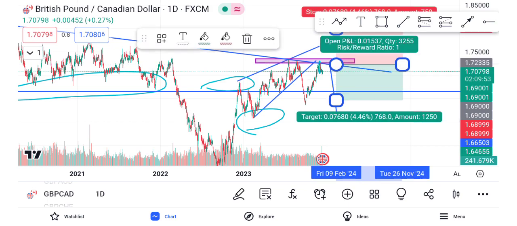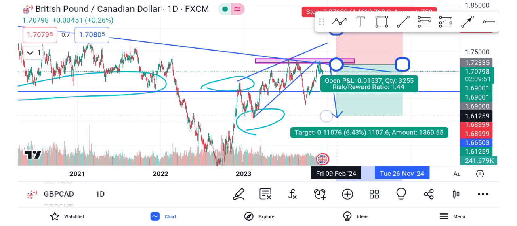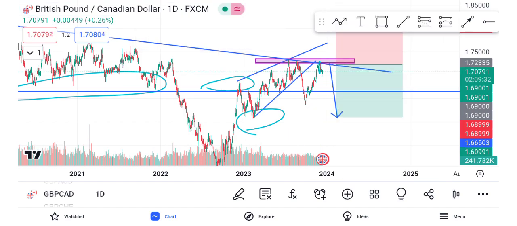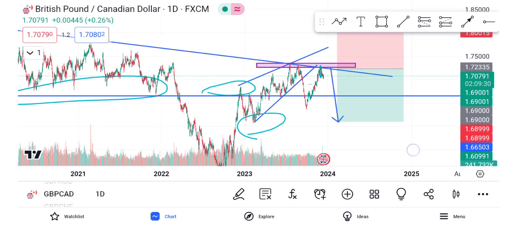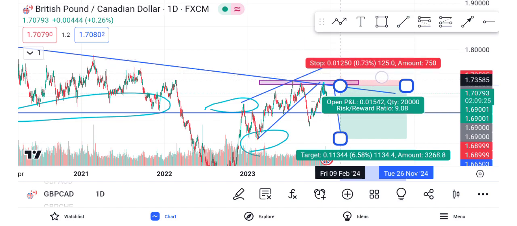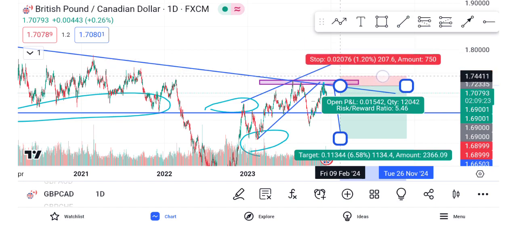We are going to set our target here because the price does not break that zone. So that zone is still strong. That point is still strong. The price does not break that zone when the rising wedge got broken. So that will be our target. Our risk will be here, above the resistance level.